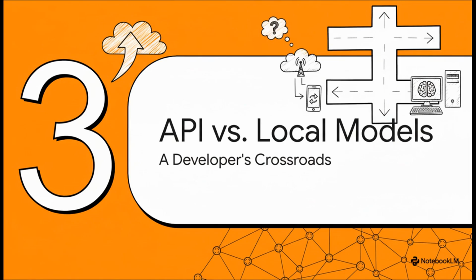Okay, so you've had that first taste of success. It feels great, right? Now you hit your first big fork in the road, a choice every single developer in this space has to make. Do I use a service through an API, or do I download and run the model on my own machine?